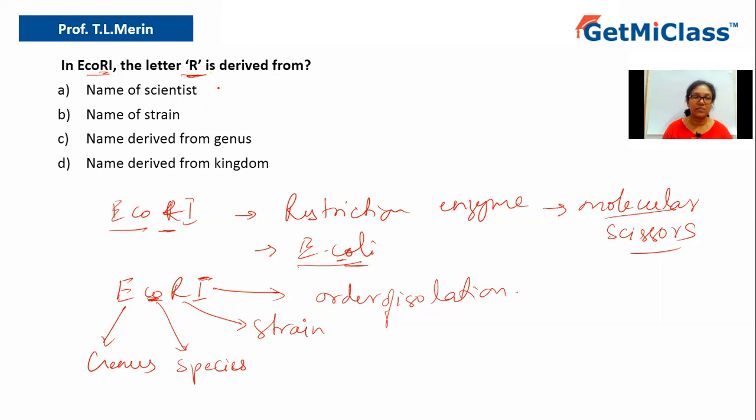So option A is name of scientist. No, it is not the name of the scientist, as we have discussed. Name of the strain. Yes, that is the correct answer. Option C says name derived from genus. No, R is not derived from genus. Instead, E is derived from genus. And name derived from kingdom: there is no name derived from kingdom in the naming of restriction enzymes, because the rule is genus, species, strain, and order of isolation. So the correct answer is option B.